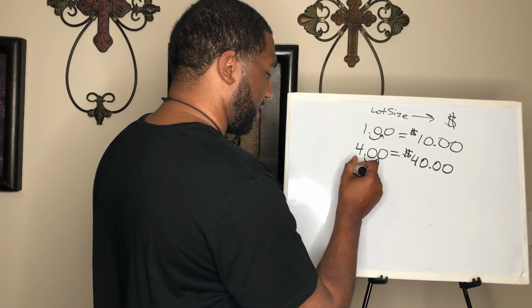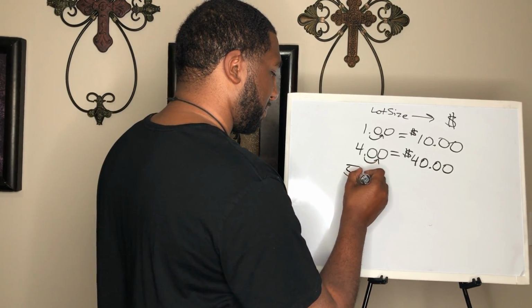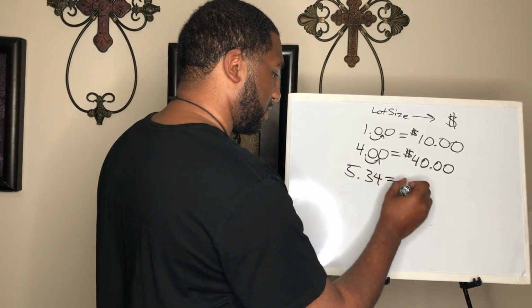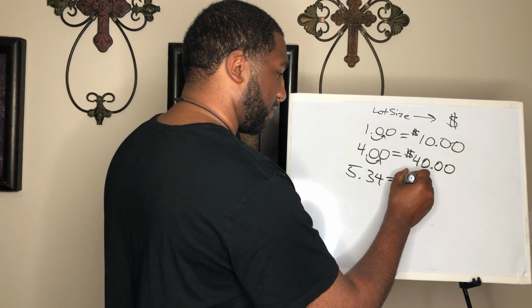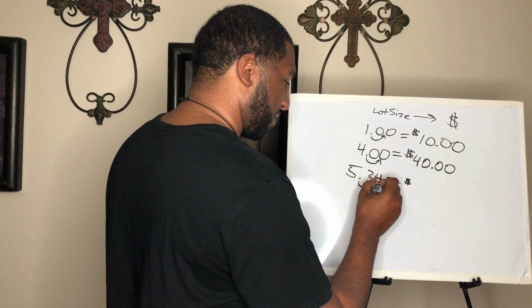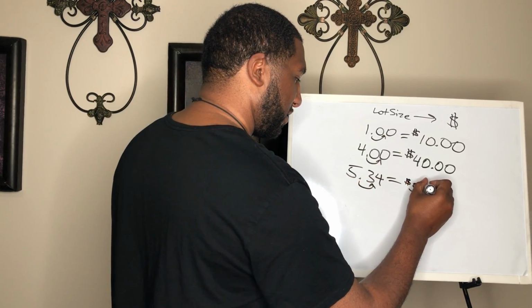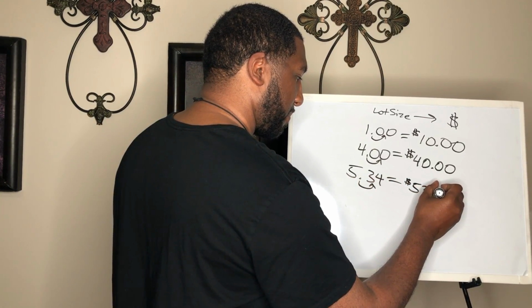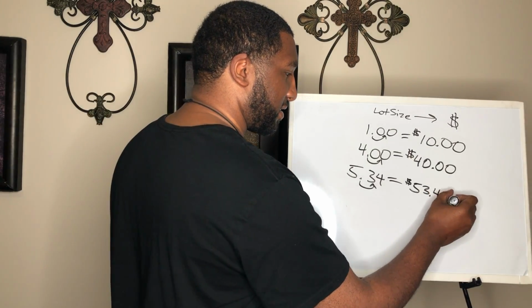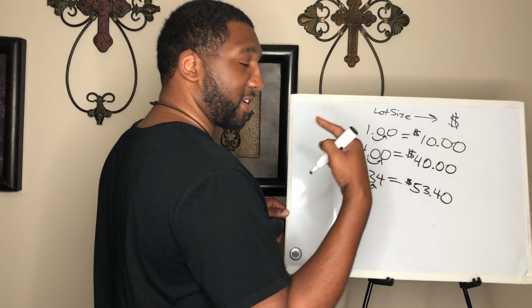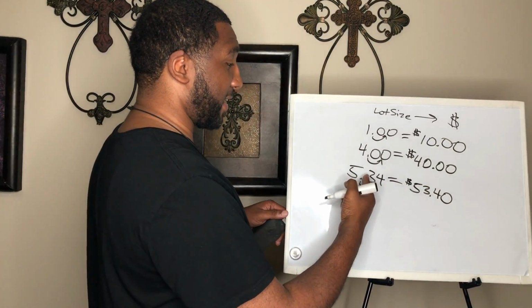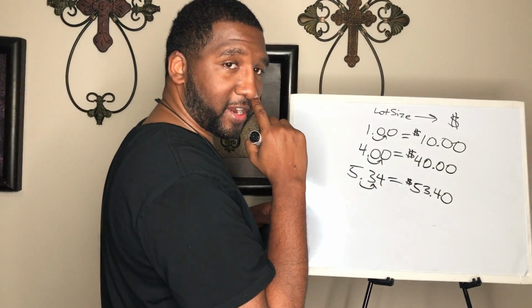What would this be? Let's do 5.34. What would that be? This is the lot size, right? Convert it, move that 1 time to the right, 53.4. And then you just add the 0. That would be $53.40 per pip. And you'll get so good at this that you're able to look at it and just do the math in your head, right?